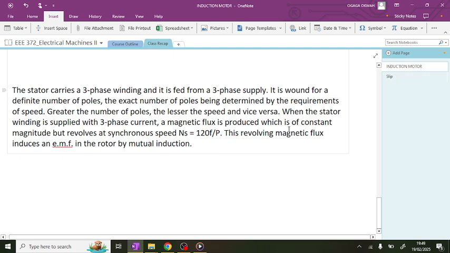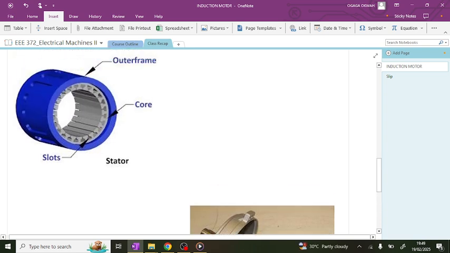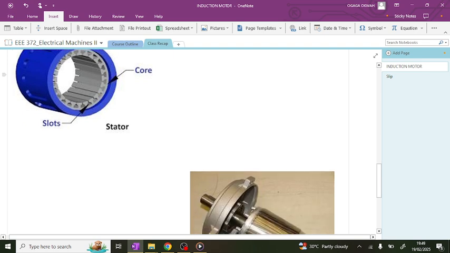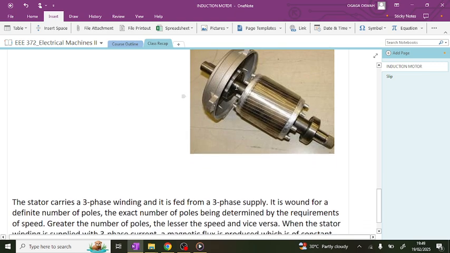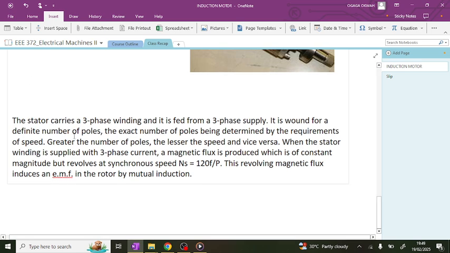But just bear in mind that the stator is stationary, but when it receives the three-phase current or a three-phase supply, it will generate a rotating field. This rotating field that is being generated is what will cause our rotor to rotate. Like I said, we'll talk more about that in slip, but just bear in mind what I just said.